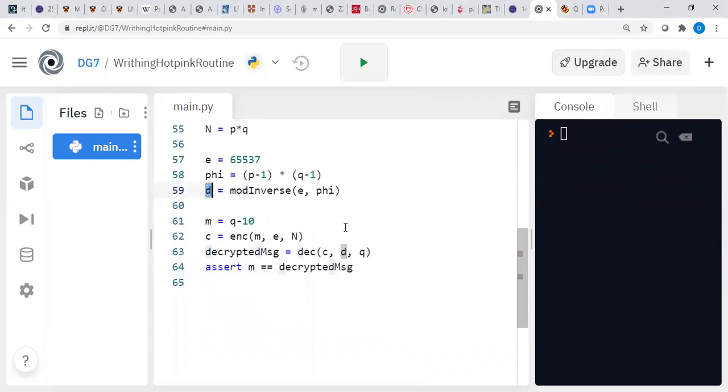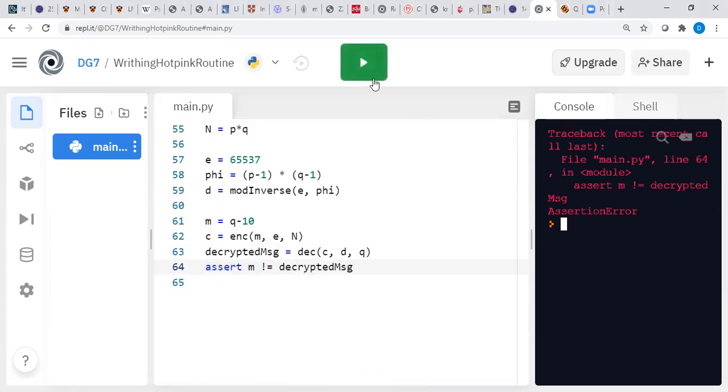I'm going to select any m, say for example m to be q minus 10, and encrypt it. But you see in the decryption, I'm using q instead of n. That means I'm introducing a bug, but this assertion is still true. I can successfully decrypt. So let's run it. Yeah, there is no assertion failure. Let me just introduce a failure in my assert. Yeah, it fails. That means this must be incorrect.